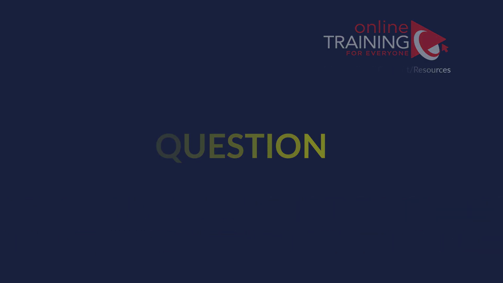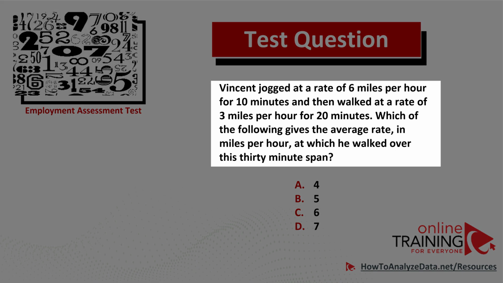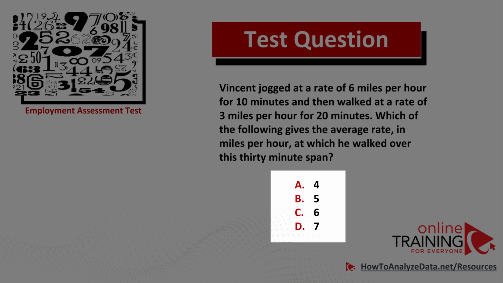Let's look at an employment assessment test question, which is frequently used to assess your knowledge of math. Vincent jogged at a rate of 6 miles per hour for 10 minutes and then walked at the rate of 3 miles per hour for 20 minutes. Which of the following gives the average rate in miles per hour at which he walked over the 30-minute span? You need to select out of 4 possible choices.